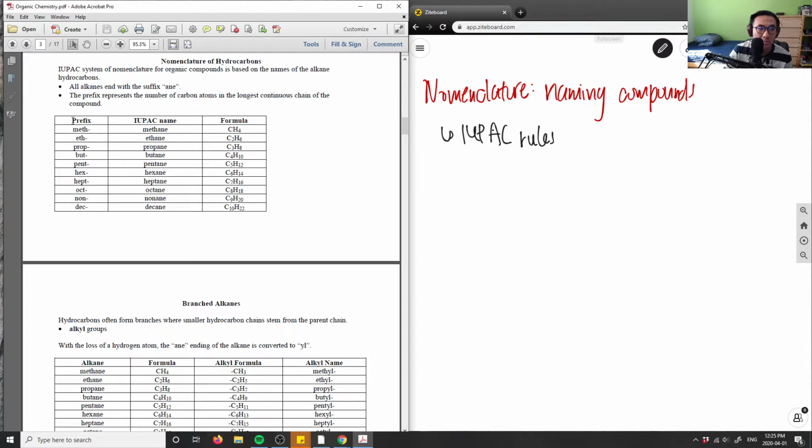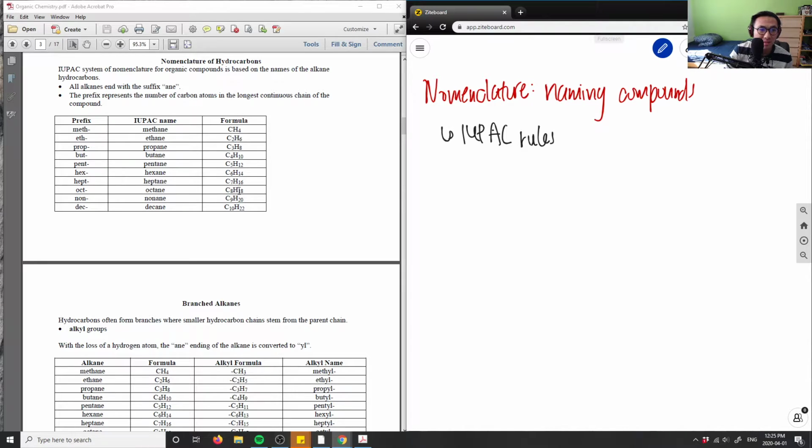I'm not going to draw it here, but you can find this literally anywhere. Again, you have different prefixes, and we talked about prefixes a little bit before, for different numbers of carbons. So again, meth is 1, eth is 2, prop is 3, but is 4, and then 5, and so on. So this is a very, very good thing to memorize.